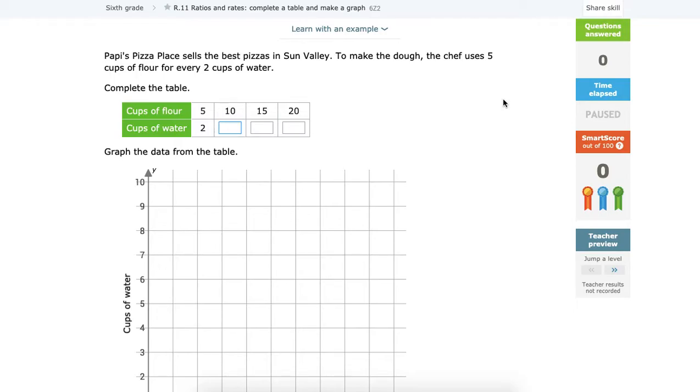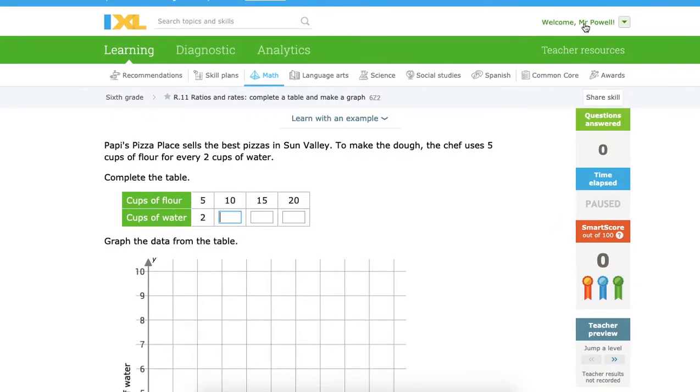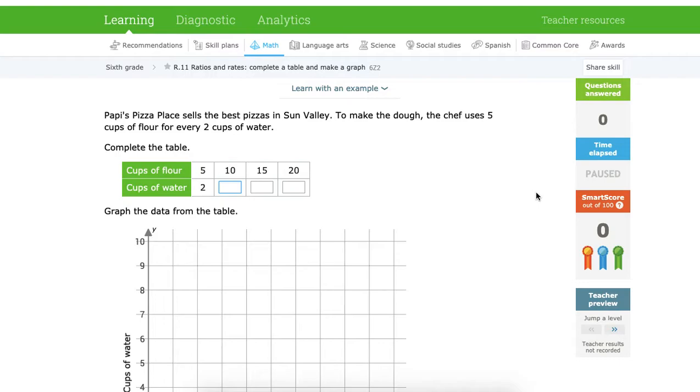IXL 6th grade R11 Ratios and Rates. Complete the table and make a graph. Again, just a reminder on IXL, make sure you're logged in. Your name will appear up in the right hand corner here. Make sure you're logged in so you can get the credit for this, especially if you're doing it for my class.